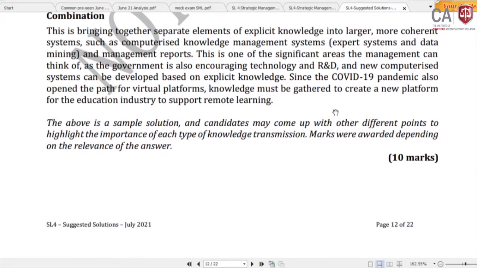Right. So, look at what the examiner says. The above is a sample solution, and candidates may come up with other different points to highlight the importance of each type of knowledge transmission. Marks were awarded depending on the relevance of the answer. This is only a sample, right. You can provide more valid points. Right. So, with that we can complete that.